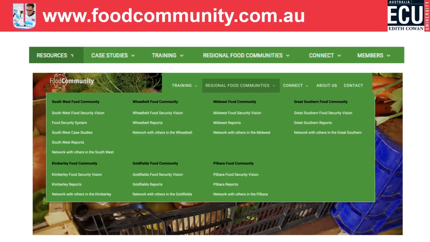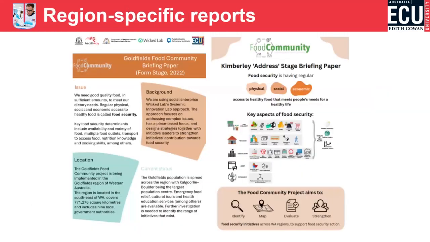This is a snip of our food community website. So this has been purpose built for the network and with input by the network. So we have a range of resources, case studies, professional development training, and region-specific information about food security, which we are adding all of the time. We also have a connect section, which is the pin drop map of the food security initiatives that are happening.